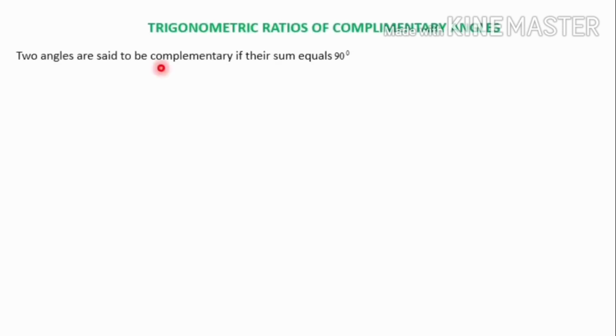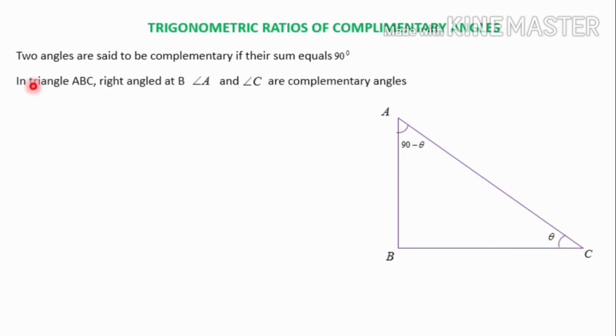Next we shall revise trigonometric ratios of complementary angles. As we know, complementary angles means their sum must be equal to 90 degrees. Let's take a right triangle ABC, right angle at B, and one angle is theta, that is C. Another angle A must be 90 minus theta. Then in triangle ABC, right angle at B, angles A and C are complementary angles. Here angles A and C are complementary because when we add A and C, we will get 90 degrees.